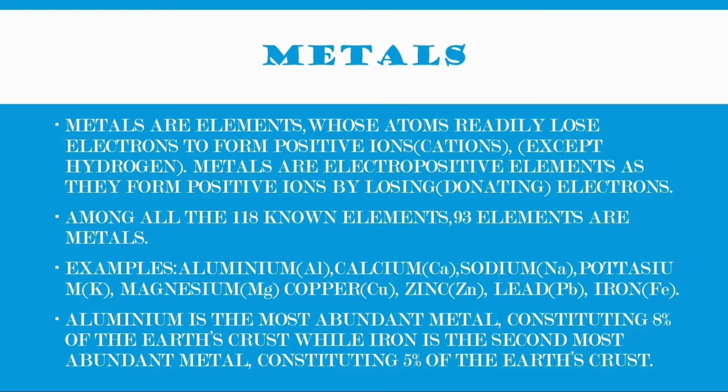Here are some examples. Aluminium, and the symbol of aluminium is Al. Calcium and its symbol is Ca. Sodium and its symbol is Na. Potassium and its symbol is K. Magnesium Mg. Copper Cu. Zinc Zn. Lead Pb. Iron Fe. So aluminium is the most abundant metal, constituting 8% of the Earth's crust, while iron is the second most abundant metal, constituting 5% of the Earth's crust.